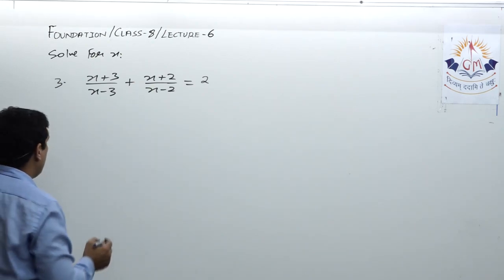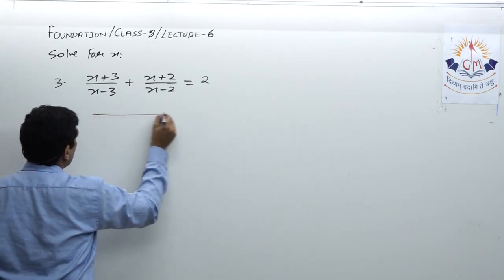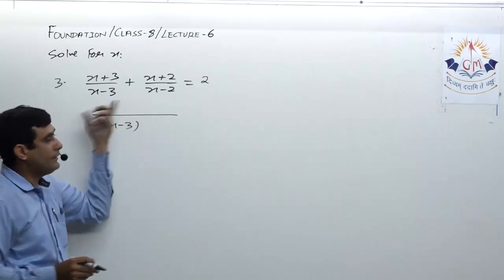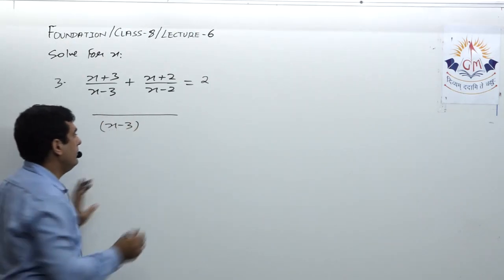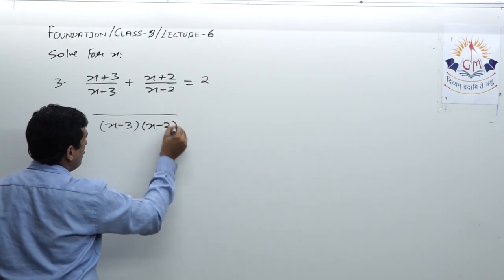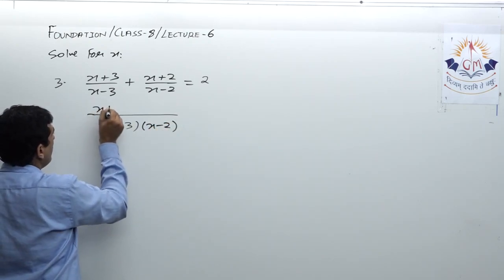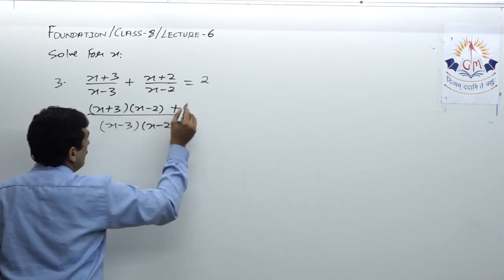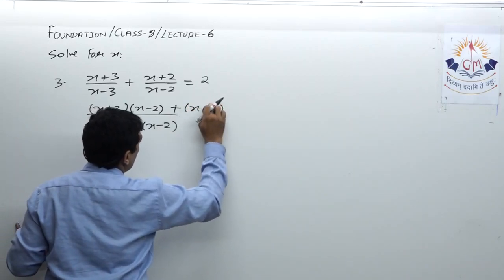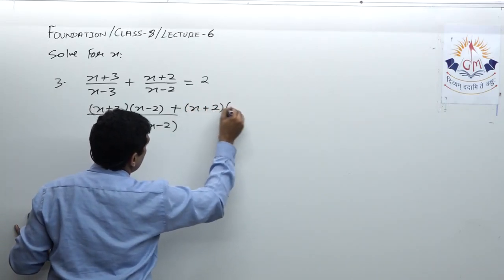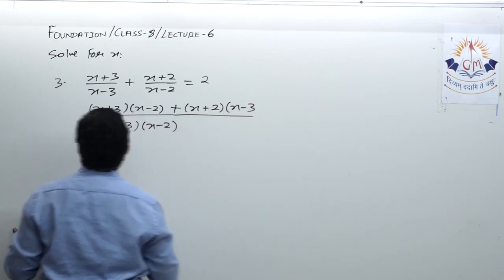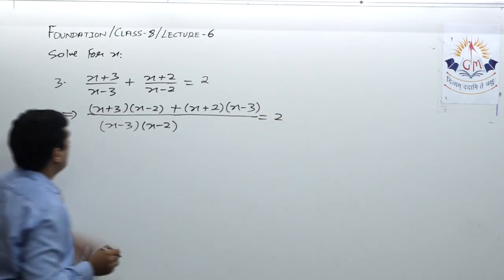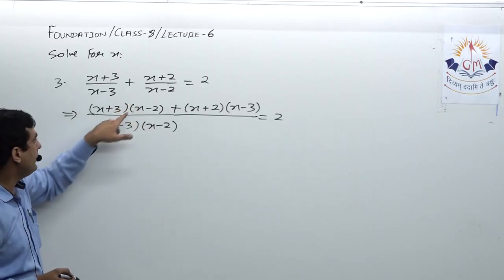So here I will start with taking LCM. As we solved one question of this type in the previous lecture, I told you when you won't find anything common, you can take the product as the LCM. So x minus 3, x minus 2. Over here it will become x plus 3 multiplied by x minus 2 plus x plus 2 multiplied by x minus 3, this will be the numerator, is equal to 2.